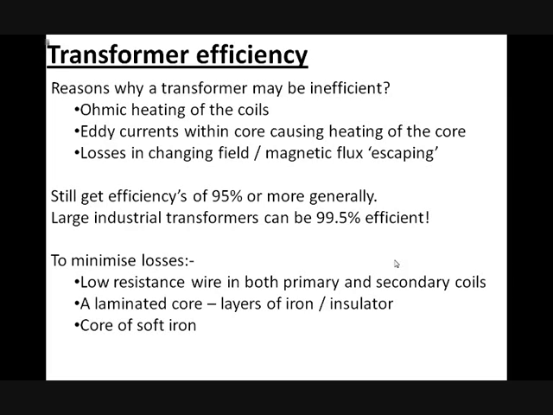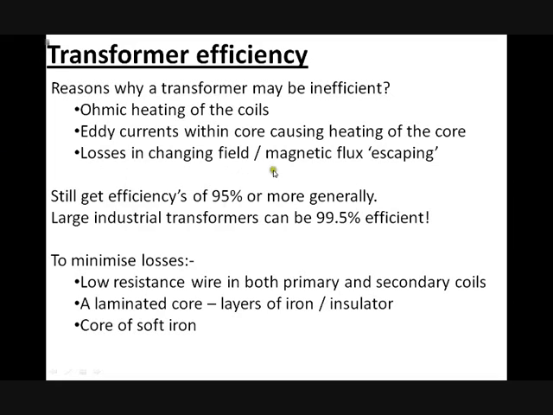To minimise these losses, to minimise ohmic heating of the coils, we use low resistance wire in the primary and secondary coils. To minimise eddy currents, remember, which is the induced current in the core itself, we use what's called a laminated core, which we mentioned. This is layers of iron on top of each other with a small insulator between the layers, and this means that the eddy currents can't flow very far. If you stop them flowing very far, then you reduce that current, which reduces the heating effect.